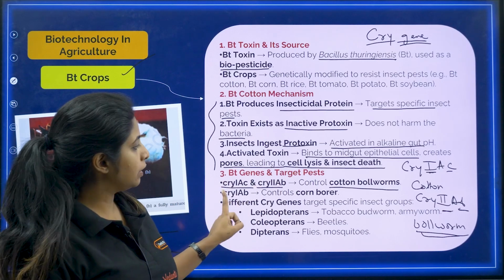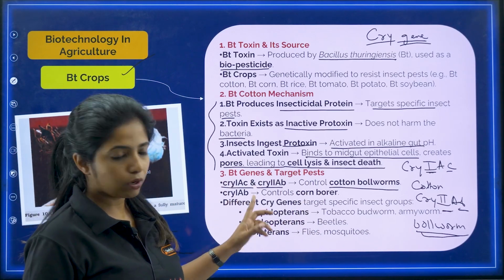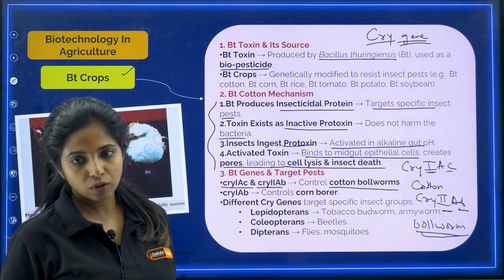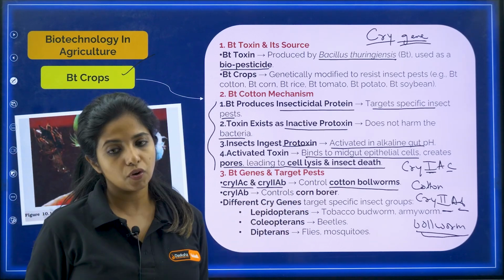Now there is only one thing involved. Cry2AB anyways is being utilized for cotton bollworm. Over here you just have one AB left, and that is for corn borers.